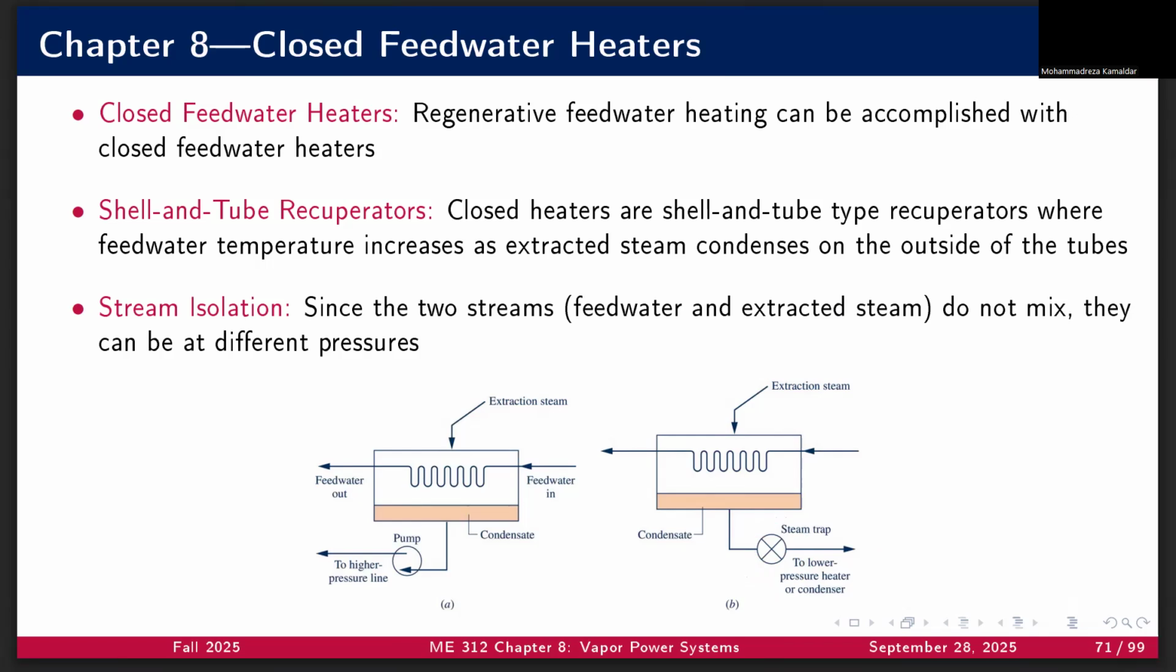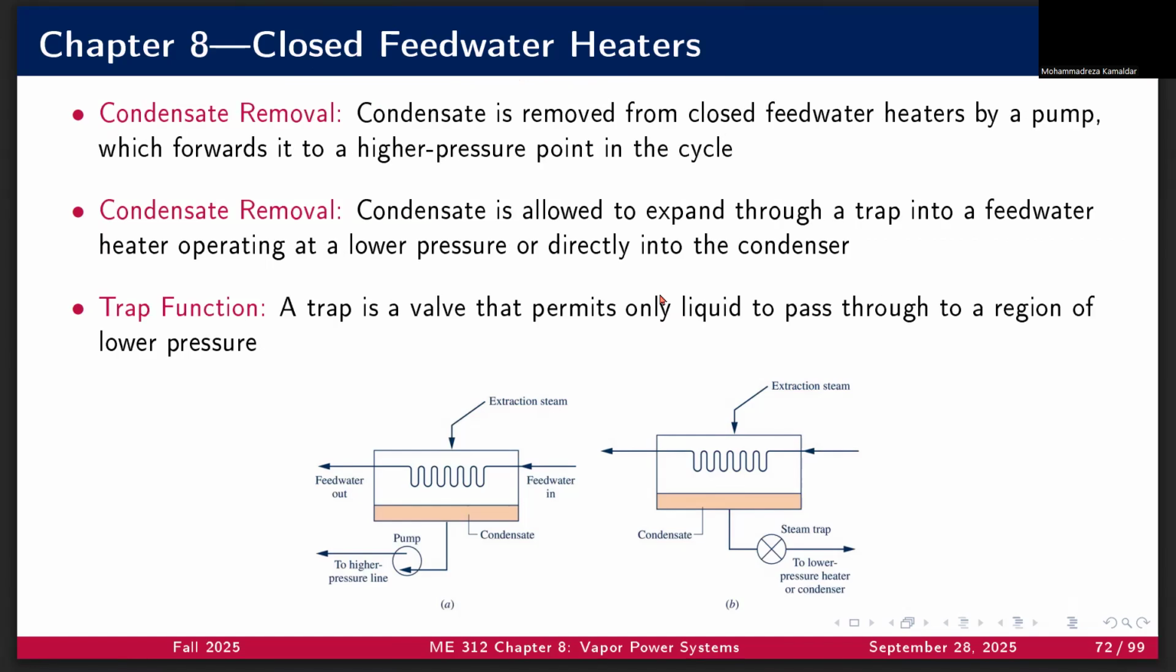So we will see how both these approaches are integrated into full Rankine cycles in the slides to come. But for now, remember the core concept here: a closed non-mixing heat exchanger using extracted steam to preheat the feed water is called a closed feed water heater, which is going to increase the thermal efficiency of the Rankine cycle. So now let's discuss how we manage the condensate in a closed heater.